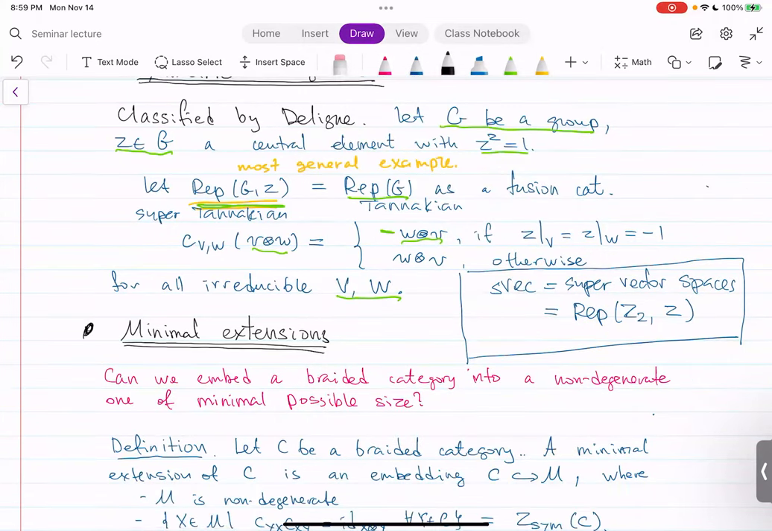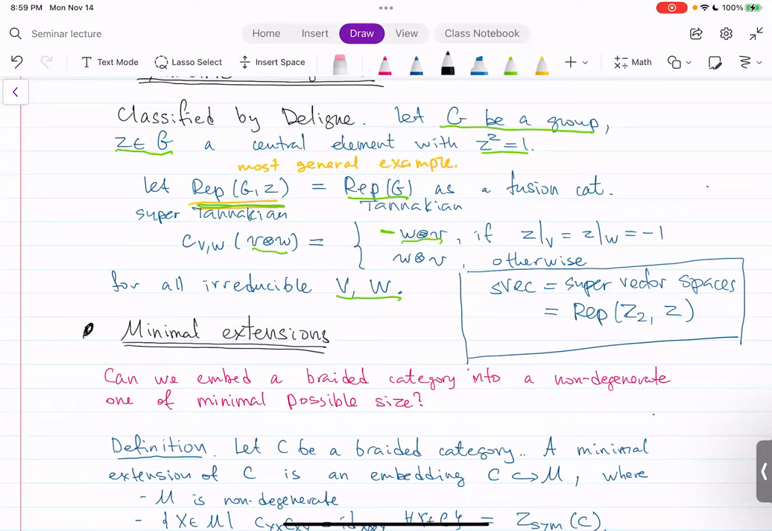This is the main notion, that of a minimal extension. It starts with the following question, which sounds rather innocent, and perhaps at first appears like some sort of a curiosity. Namely, we are interested in non-degenerate categories. These are the most important categories for all applications.